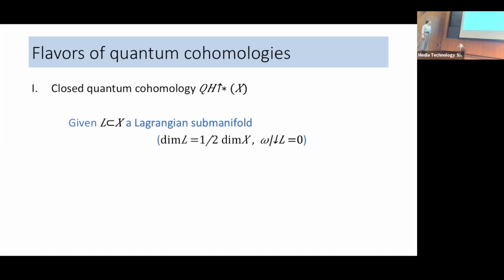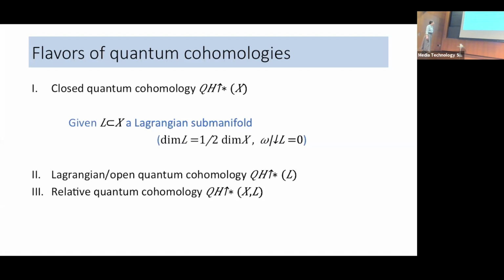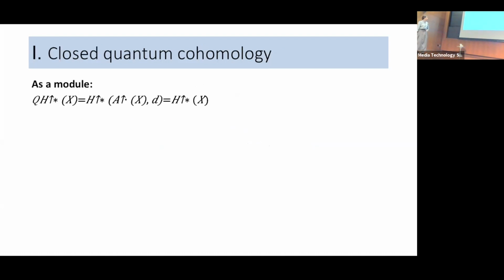If in addition to that, we fix a Lagrangian submanifold, which just means it's half the dimension, and it plays nice with the symplectic structure, then we get two other types of cohomology that I will briefly mention, but not really go into details about. So let me zoom in on this closed case, the quantum cohomology.